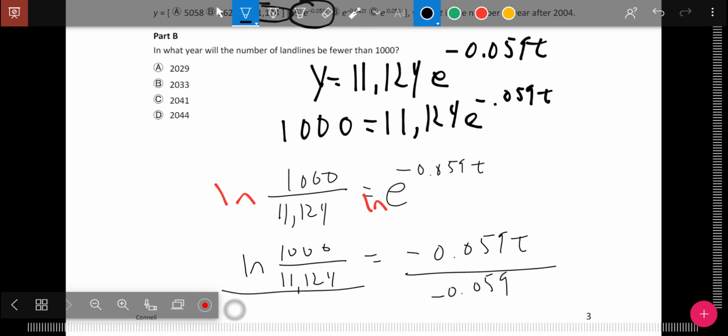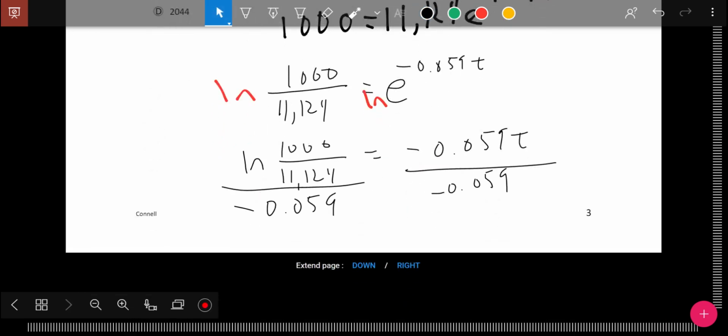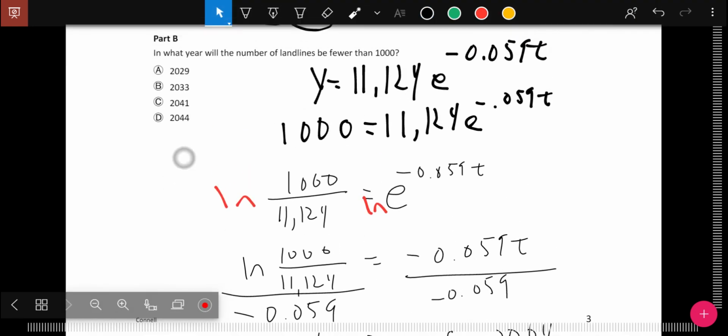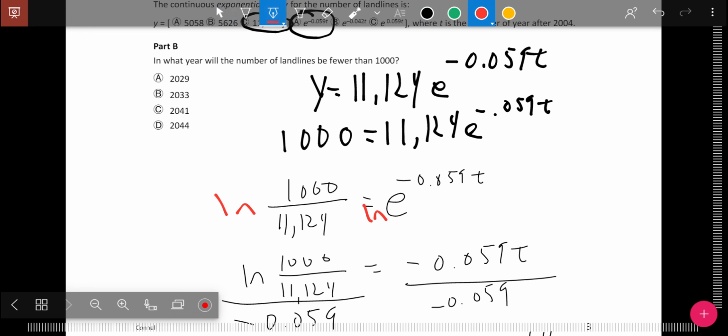And so I divide by that negative 0.059. I gotta see, can I use a calculator? If I do, I'll get a positive, and it's going to be 40 point something years. I got 40.83 years after 2004. So 40 years after 2004 would be somewhere in the year 2044.